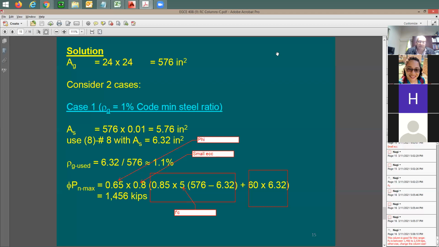And for the rebar size, you can use it to satisfy the A s max. This is correct.